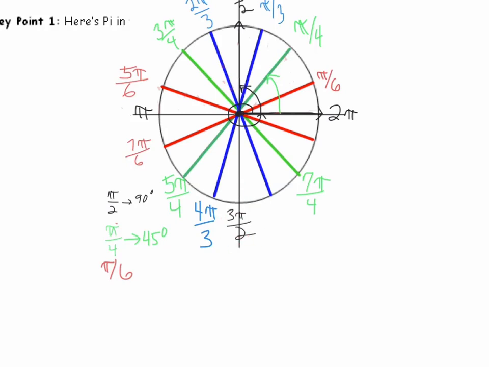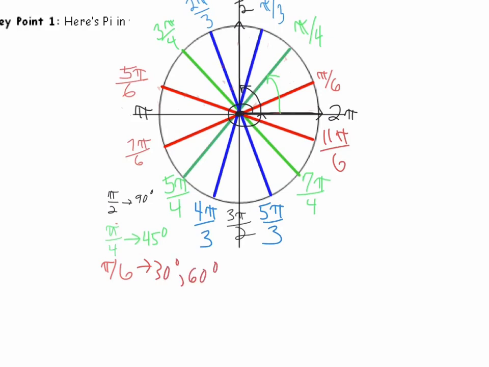9 pi over 6. 10 pi over 6. We don't write it like that either. Yeah, 5/3 pi or 5 pi over 3. 10 pi over 6. And then we have 11 pi over 6. And then 12 pi over 6 is 2 pi. So pi over 6 gives us our 30 degrees and our 60 degrees.